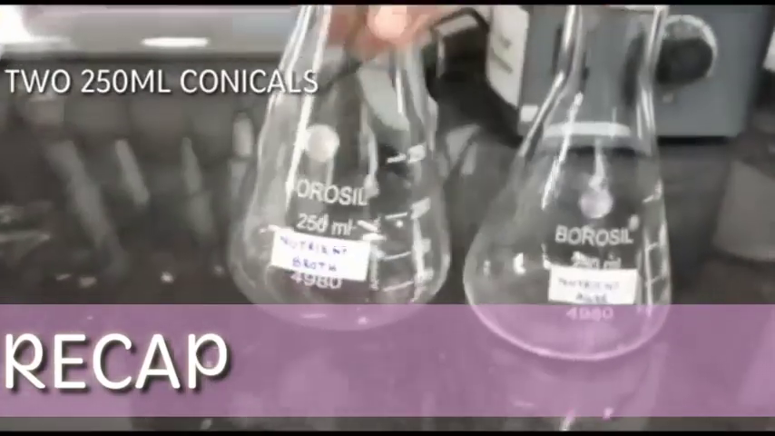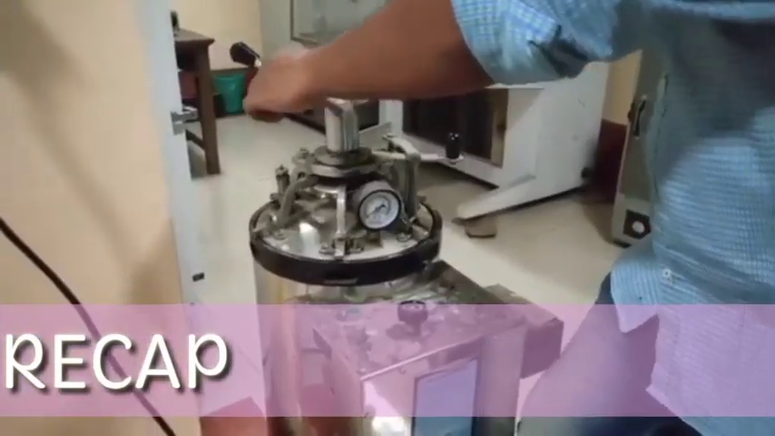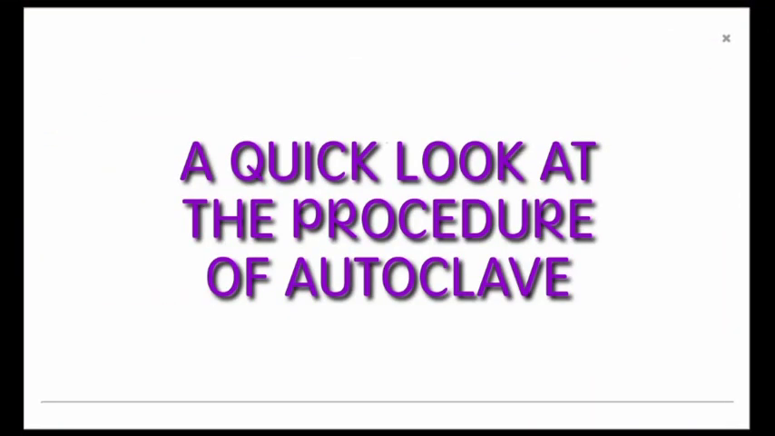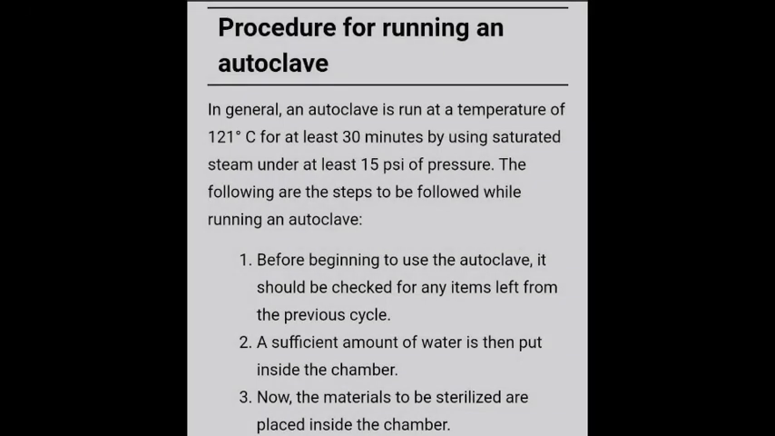We prepared two nutrient media, nutrient agar and nutrient broth. Next we wrapped them and kept them inside an autoclave for further sterilization. Now before going to the further process, let us have a quick look at the procedure of the autoclave. We have already described the principle of the autoclave in our last video.